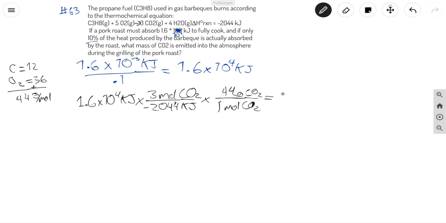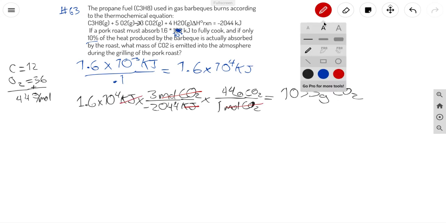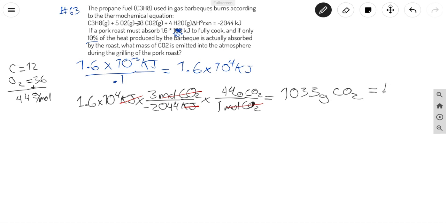And this will give me 1,033 grams of CO2. Let me just cancel out the units. Yep, everything checks out. So you're going to get 1,033 grams of CO2, which is emitted into the atmosphere during the grilling of the pork roast. And the textbook in the back, I think, has the answer 1 kilogram. I think. Yeah, almost equivalent.